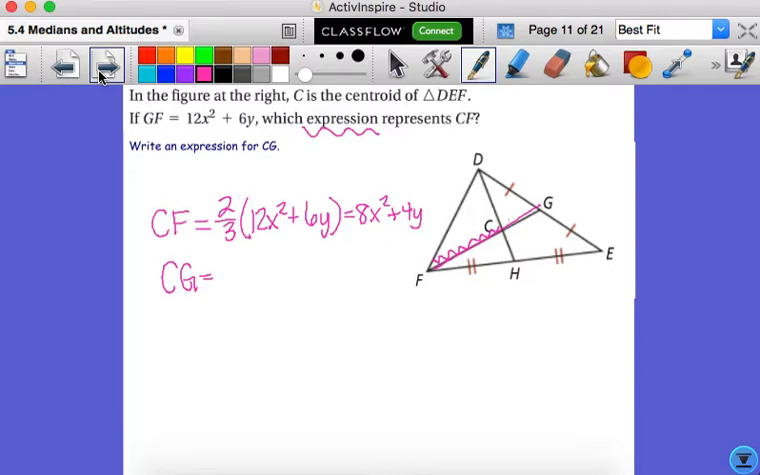CG is the smaller part here, so that's 1/3 of the 12x squared plus 6y. So 1/3 of 12 is 4, and 1/3 of 6 is 2. So we've got 4x squared plus 2y. To double check our work here, if we were to put those right back together, these two expressions will go right back to that 12x squared plus 6y.